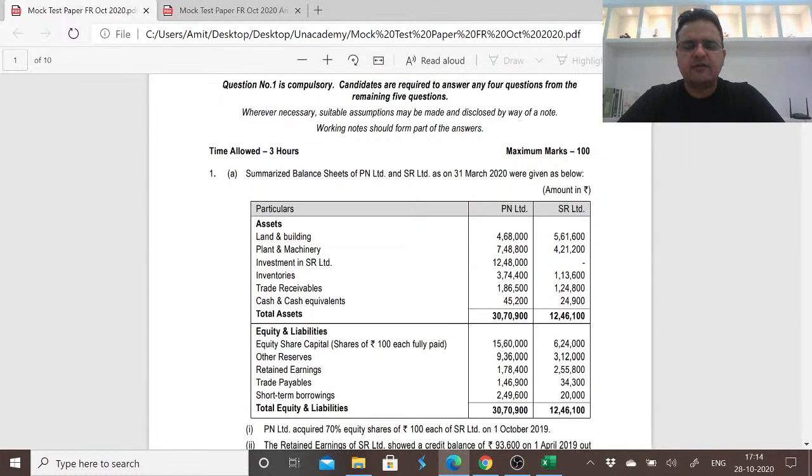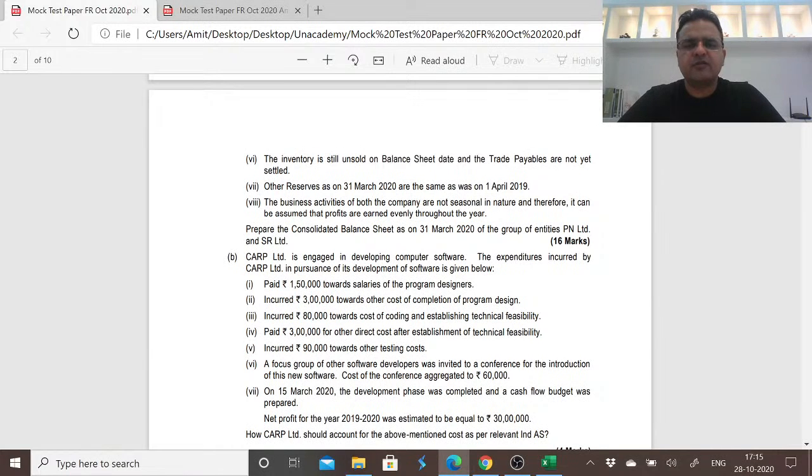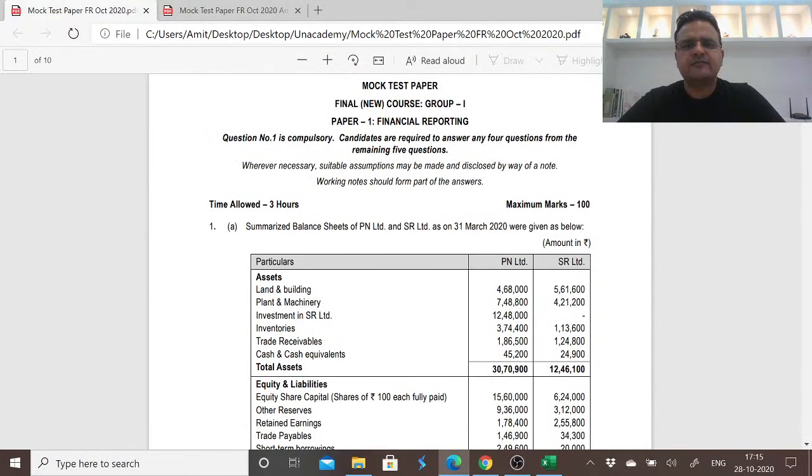So if you look at the question, always read the requirement. Whenever you begin attempting any question, always read the requirement. The requirement in this question is to prepare the consolidated balance sheet as on 31st March 20 of the group of entities PN Limited and SR Limited. That means in the group structure, PN Limited is the parent, SR Limited is the subsidiary, and the date of balance sheet is 31st March 20.